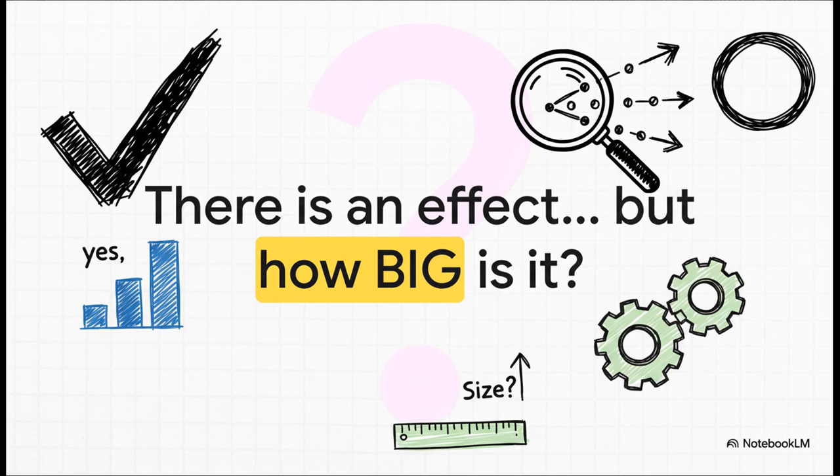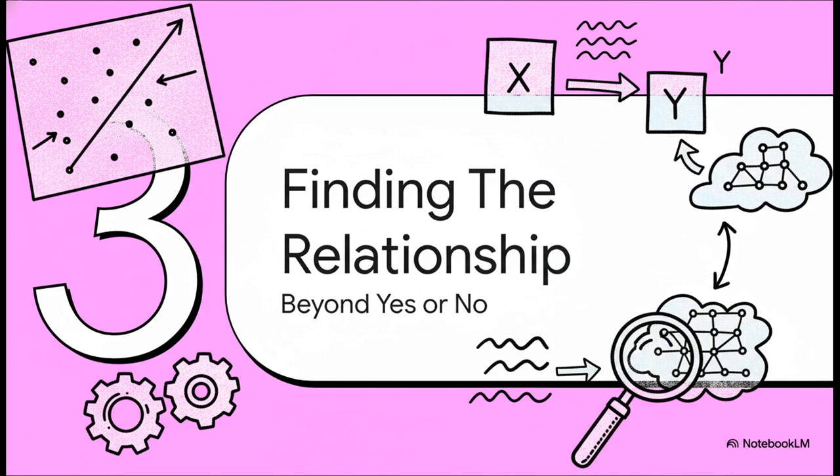But that only answers the yes or no question. It doesn't tell you the part you probably care about most. How much did it work? Was it a massive success or just a tiny little bump? To figure that out, we need to pull out another tool from our kit. And that next tool is called regression analysis. If hypothesis testing is all about asking if there's a relationship, regression is what helps us find the how and how much.